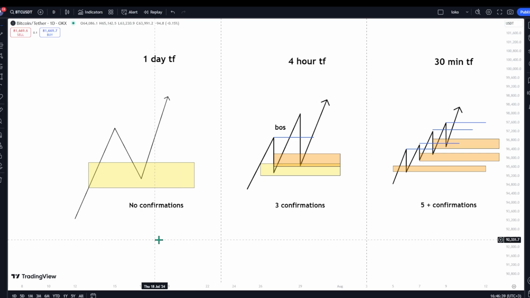So now let's remember my algorithm for how to enter a good trade. The first thing you need to do is go to the highest time frame and look for the different points of interest, for example FVG, order block and others, depending on your trading strategy.